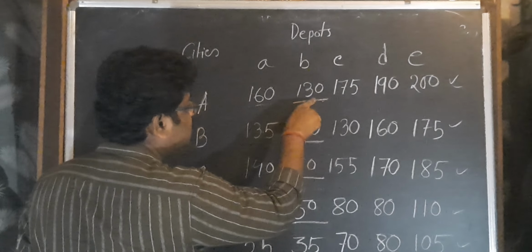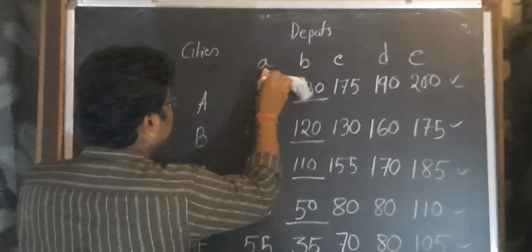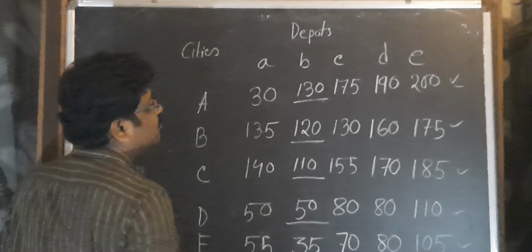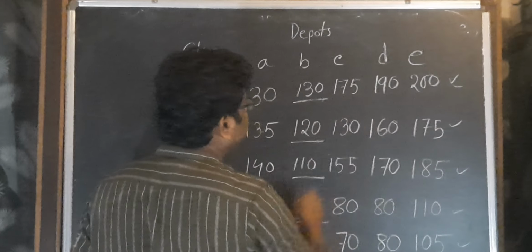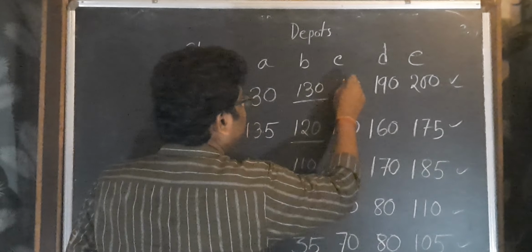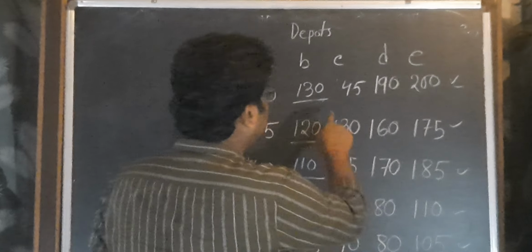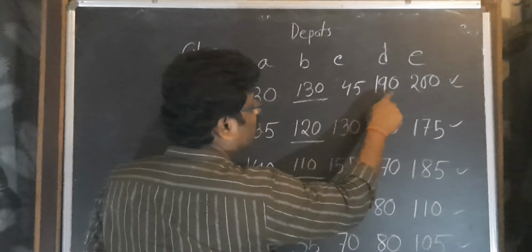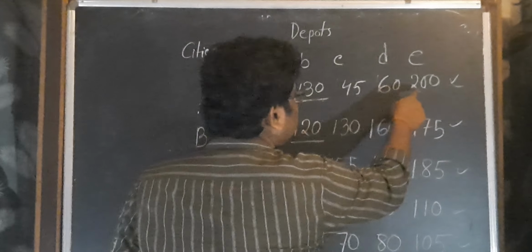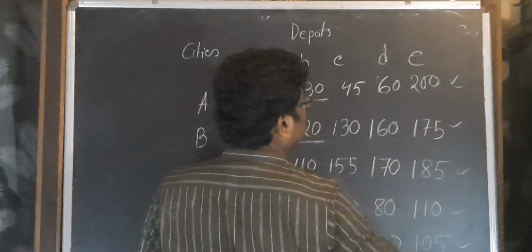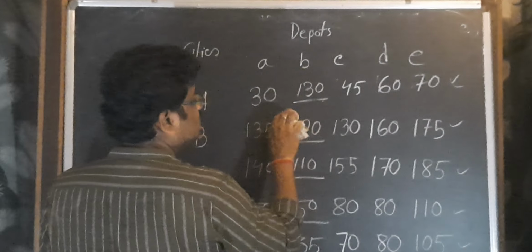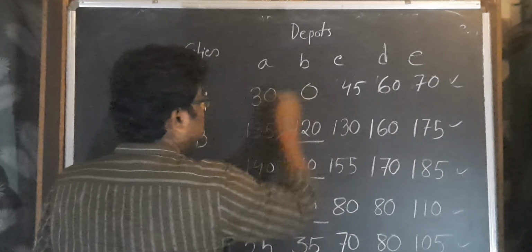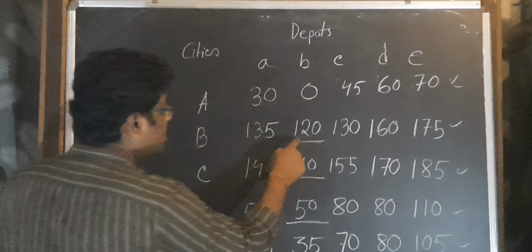If we subtract 130 from 160, it will be 30. If we subtract 130 from 175, it will be 45. If I subtract 130 from 190, it will be 60, and 130 from 200 will be 70. And 130 minus 130 is equal to 0.